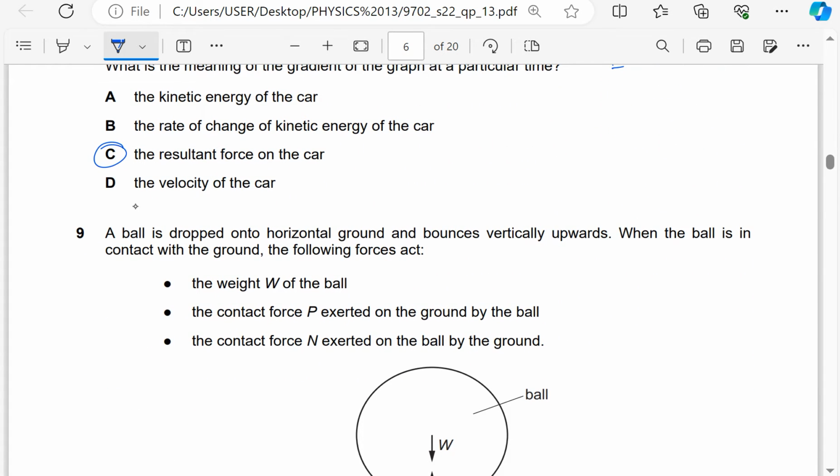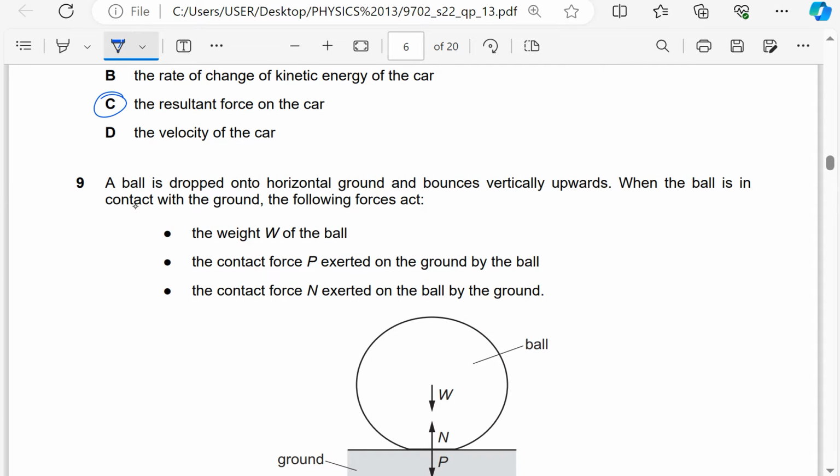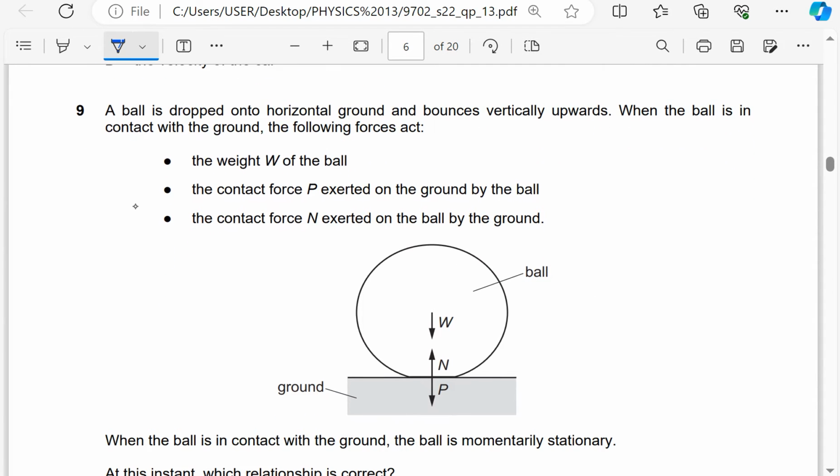A ball is dropped onto horizontal ground and bounces vertically upwards. When the ball is in contact with the ground, the following forces act: the weight W of the ball, the contact force P exerted on the ground by the ball, and the contact force N exerted on the ball by the ground. Of course, by Newton's third law, these two are going to be equal but opposite.